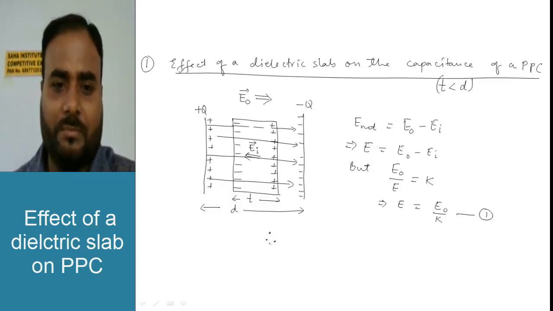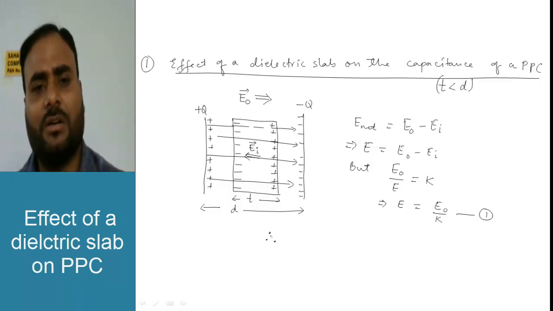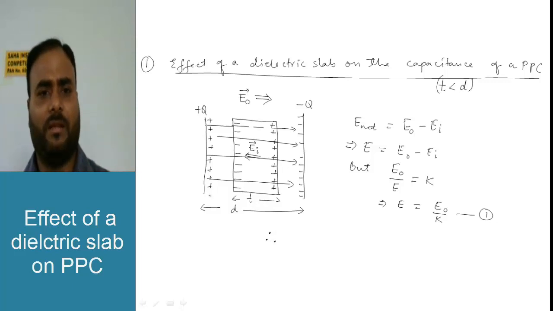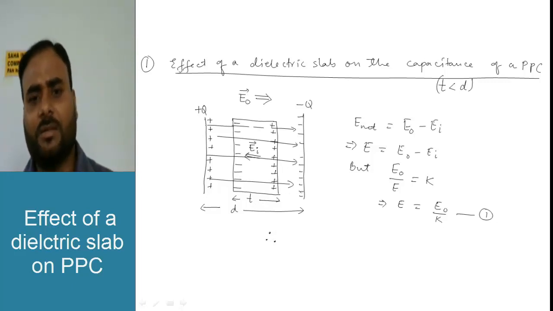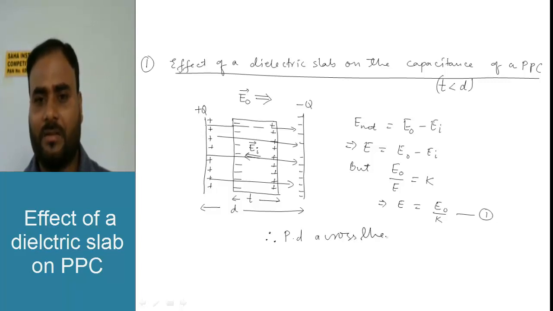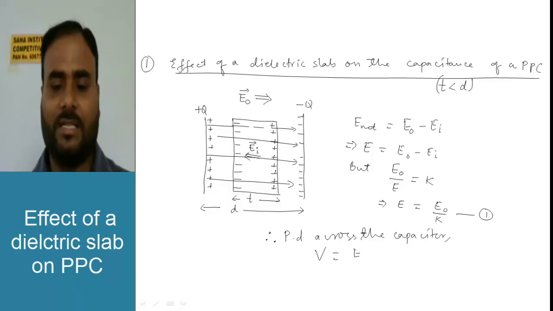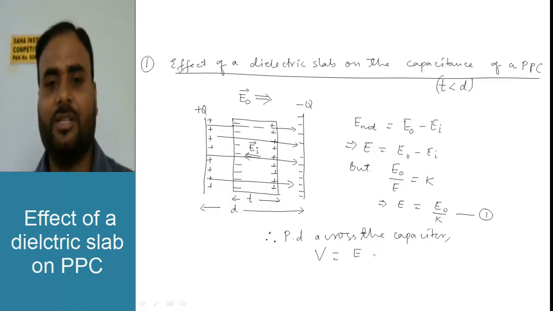Now you tell me one thing: because of the PD created between these slabs, the PD across the plates of the parallel plate capacitor is going to change because the electric field has changed. So the PD across the plates of the capacitor, if I denote it by V, then definitely it is electric field into separation.